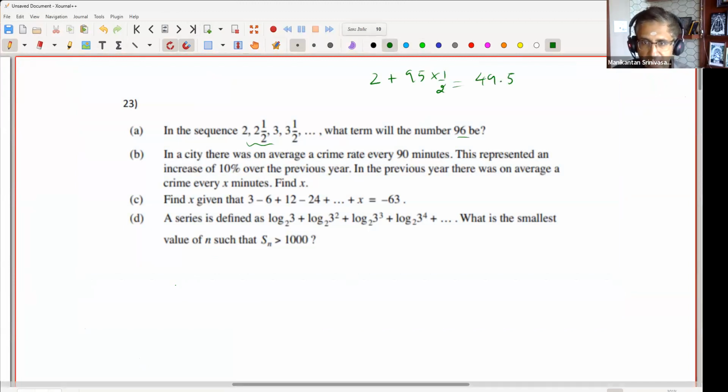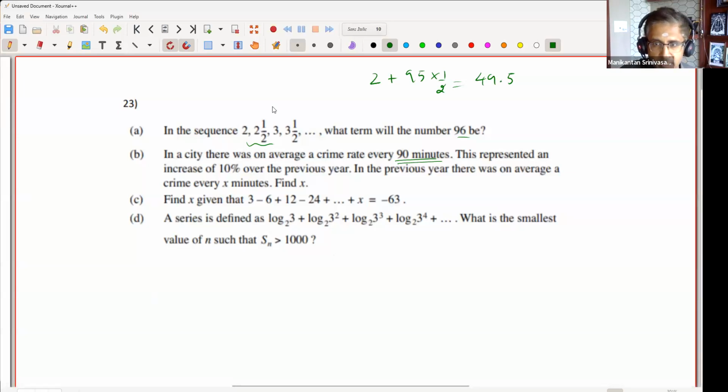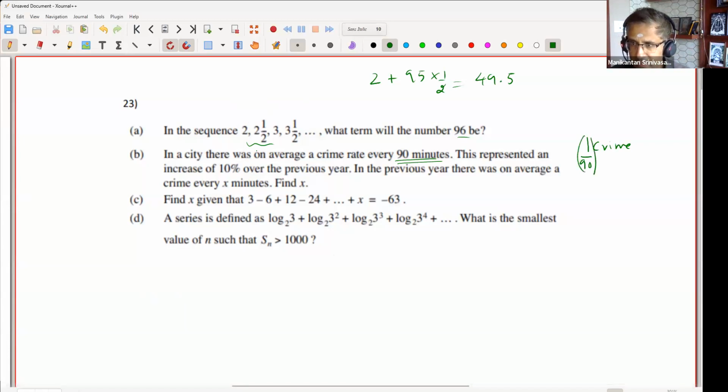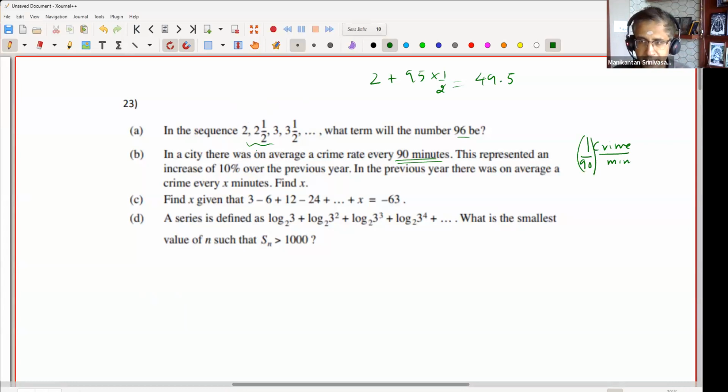Okay, in a city, there was an average crime rate of every 90 minutes. Oh, yeah, I think this Keshav, I think you were asking me this question offline. Crime rate every 90 minutes. So it's one crime per 90 minutes. Or rather, 1 by 90 crimes per minute. You can read it as 1 crime per 90 minutes or 1 by 90 crimes per minute.